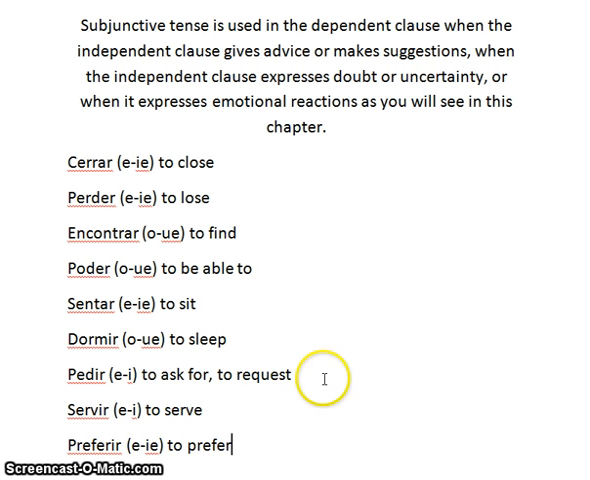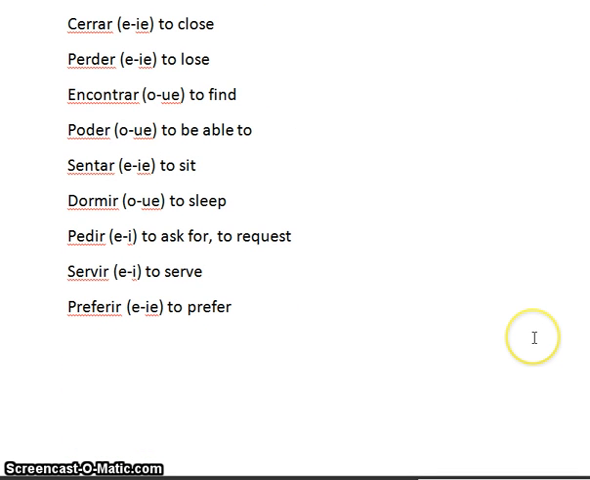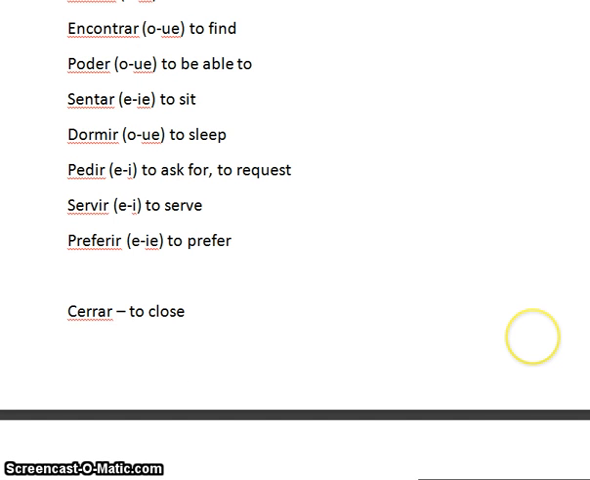Okay, so the first thing to remember, the first few that I gave you are really easy ones. So let's conjugate some of these verbs in subjunctive tense. We're going to take the first one, and the verb is cerrar, to close.